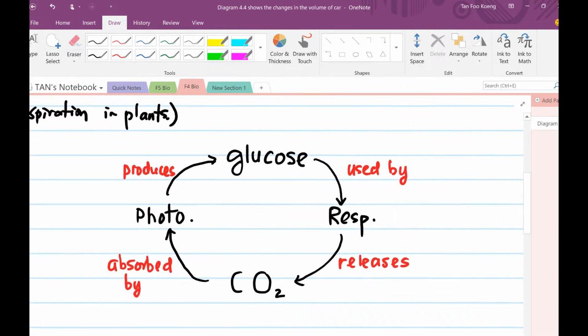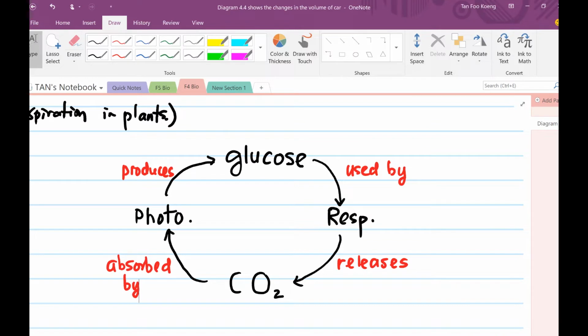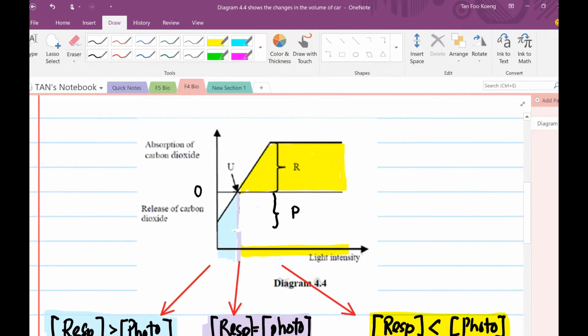So what is the relationship between photosynthesis and respiration in plants? Photosynthesis produces the glucose, which is to be used by the plant to carry out respiration. And respiration, on the other hand, releases the CO2 that is to be absorbed by the plant for photosynthesis. Alright, now let's examine this graph.